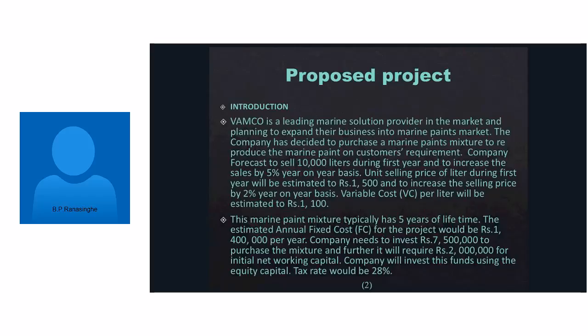So we have forecasted the variable cost per liter to be about 1,100. For that, we have decided to purchase a machine.